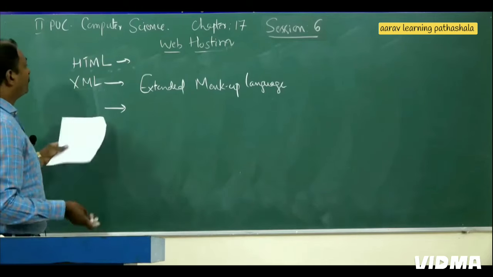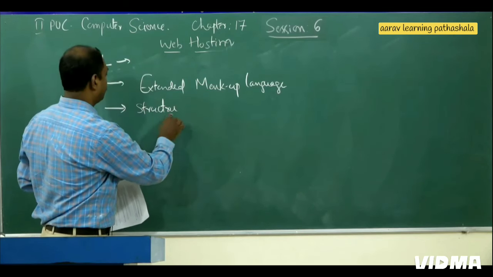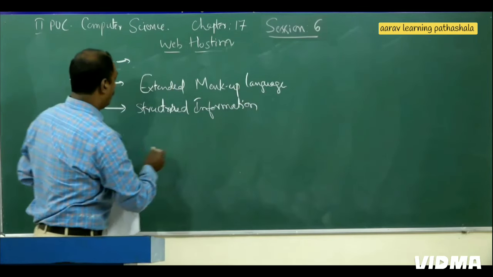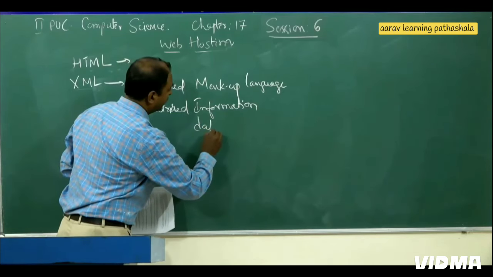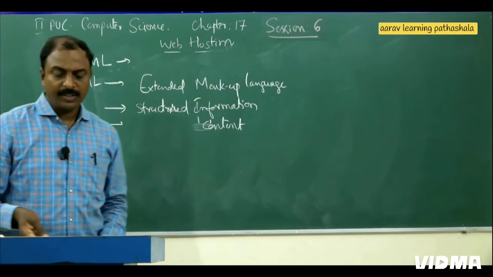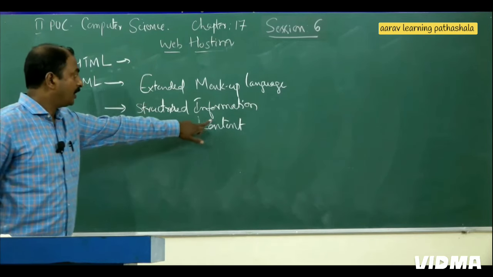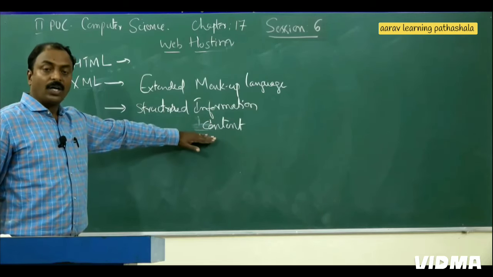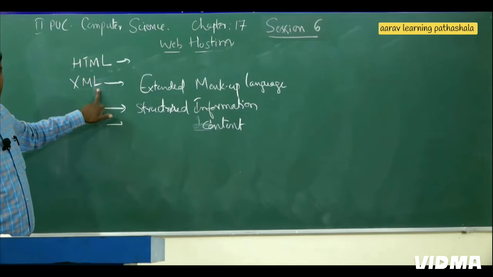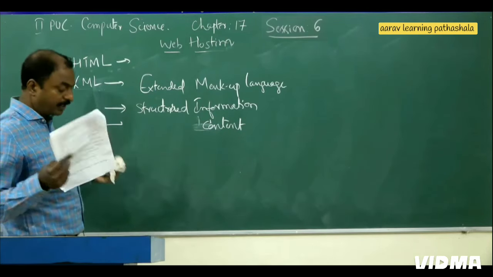This XML provides structured information, or it provides structured content. What is the meaning of the word structured? It means all the information or contents can be structured or arranged in a definite order, in a definite fashion. So that is the meaning of XML. Now let us look into the difference between HTML and XML, so you can understand better.